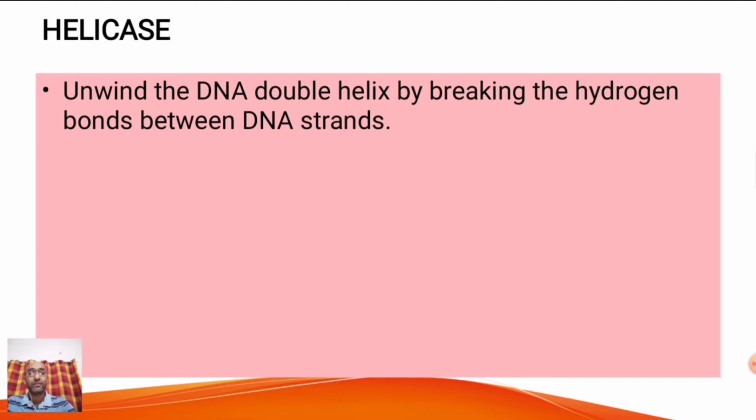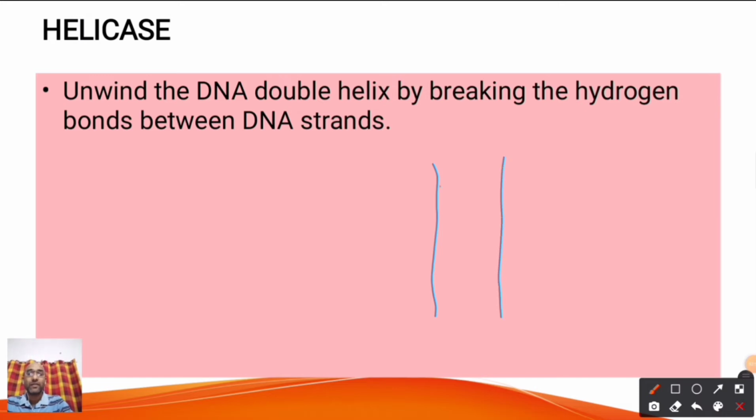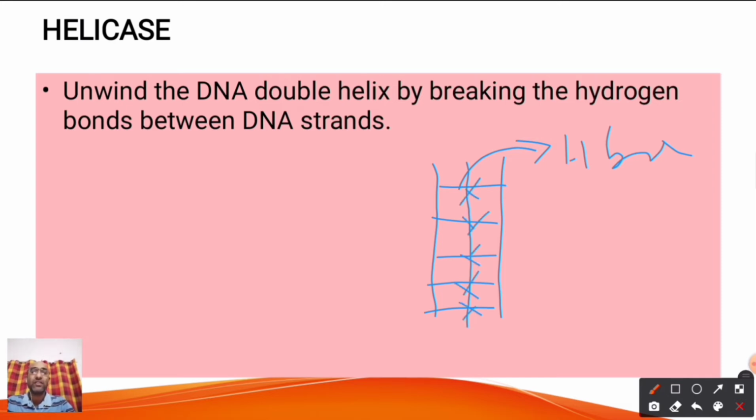Got it? Let me draw, and you will be able to see how that happens. You know the DNA strand consists of these hydrogen bonds. These hydrogen bonds are broken down by the helicase enzyme. This is a rough diagram, and I am showing it in a diagrammatic way.